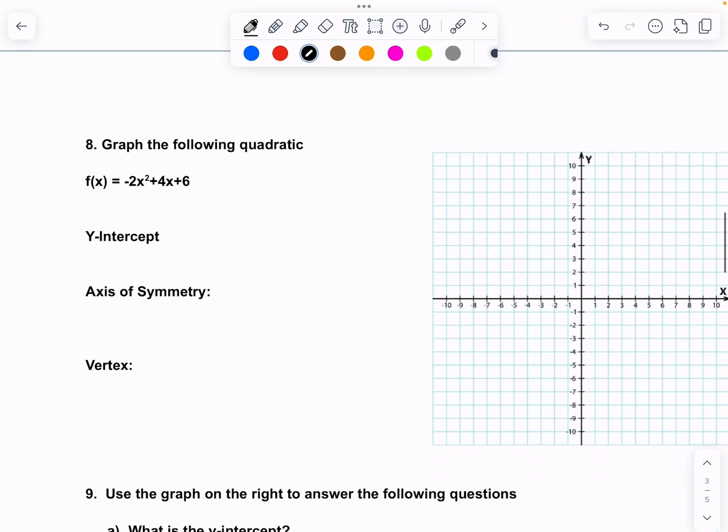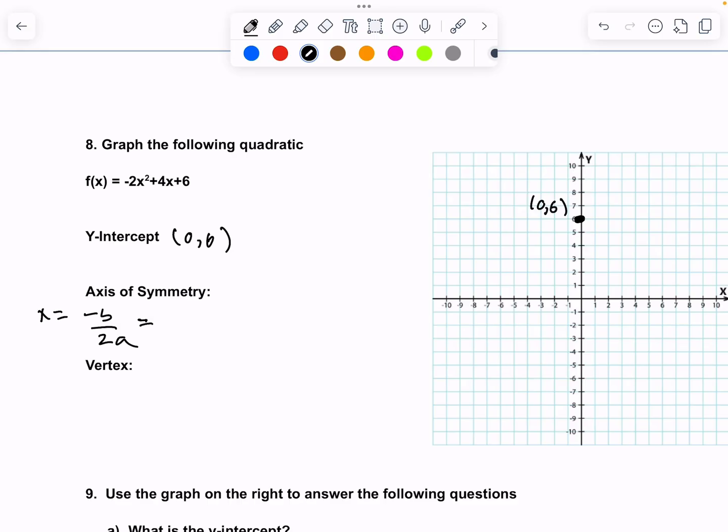Okay, then we have standard form. First thing we're going to find in standard form is the y-intercept. Remember, the y-intercept is just the third number, so my y-intercept is 0, 6. So I'm going to start graphing that. 0, 6 is right here. We're going to graph that first. Second step is to find the axis of symmetry. For standard form, we use this formula.